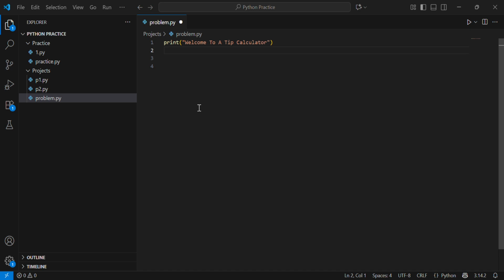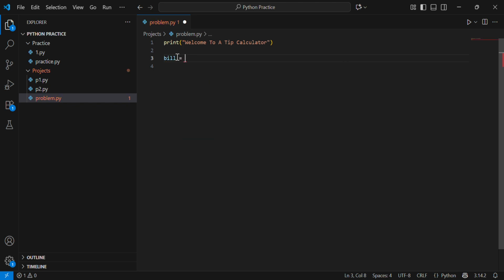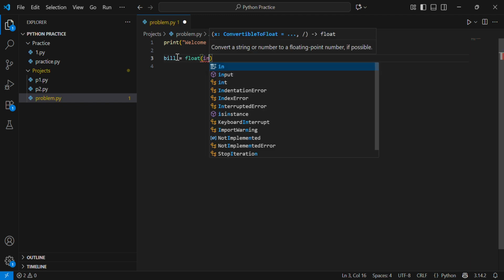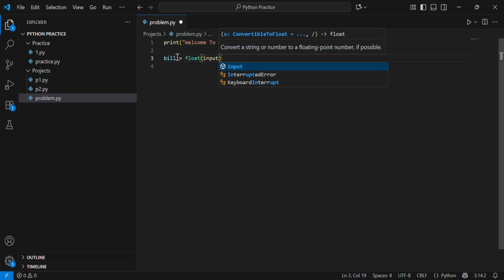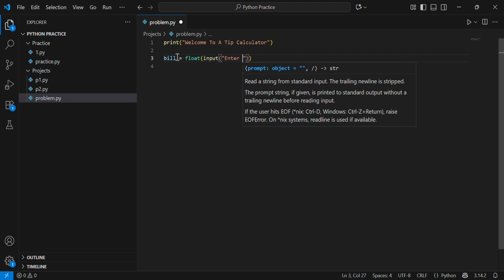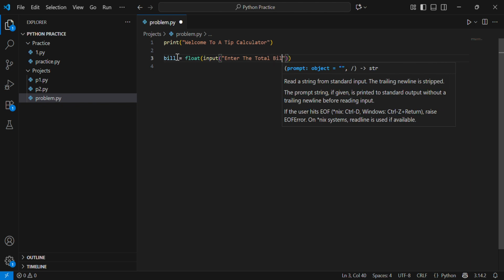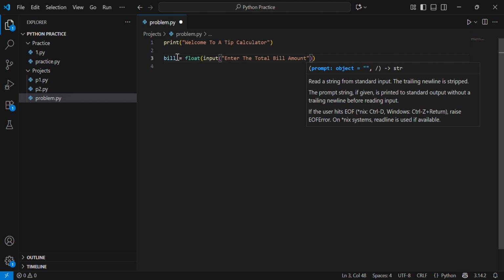So here we will create another simple Python project named as a tip calculator. We will set a variable name bill and we will set a data type to float, as bill cannot be a whole number, it can be in decimal too. And we will ask our user to input the data, enter the bill amount.